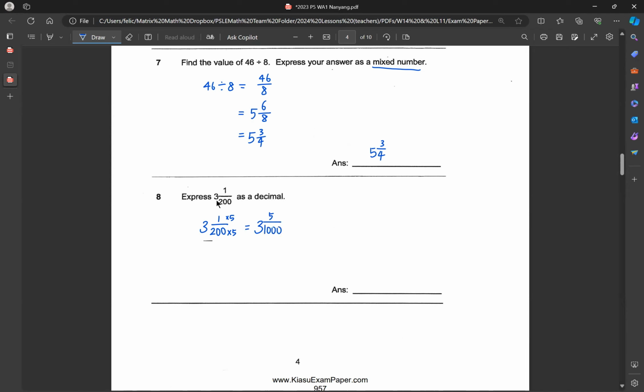And of course, you can re-express it as a decimal. So the 3 will definitely be before the decimal point. Now, 5 over 1000, so your 5 will be in the thousandth place. That means the third decimal place. If it's the third decimal place, in front of that 5, we'll have 2 zeros. Okay, so this is your answer, 3.005.